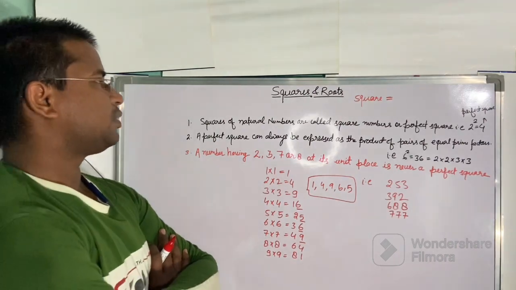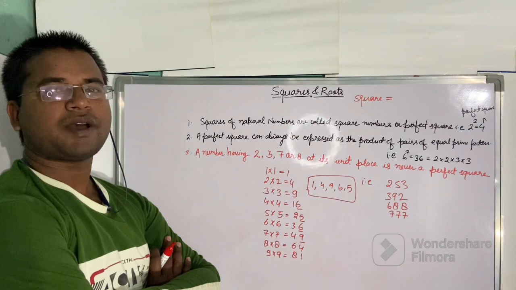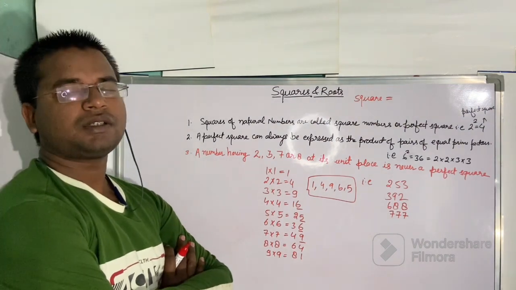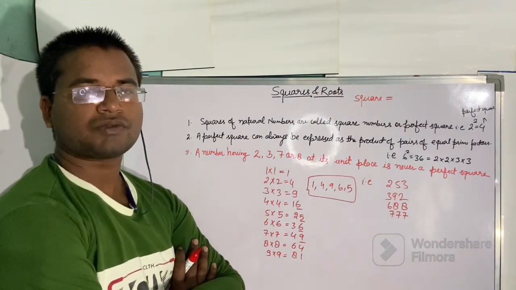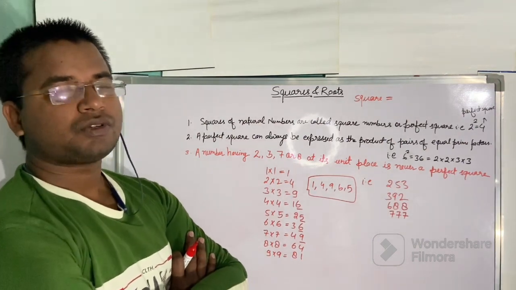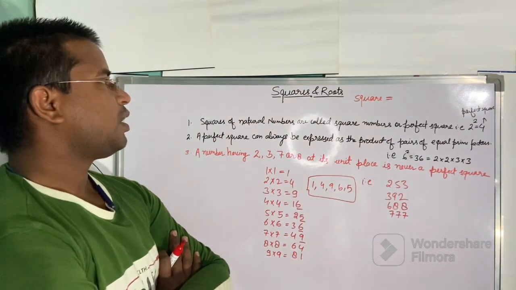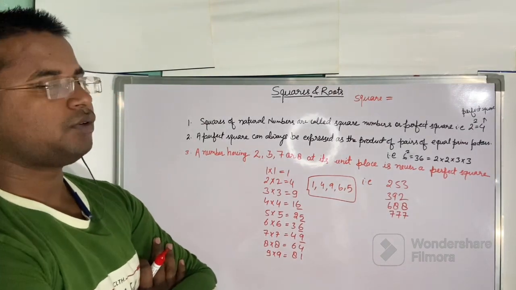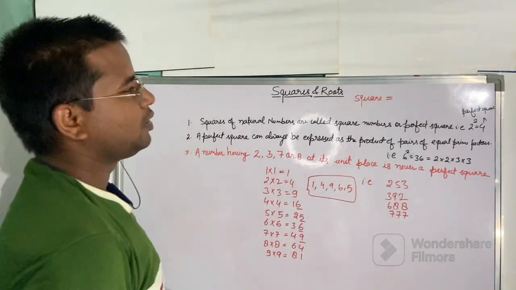First we learn about the square, and when we learn how to solve the problems of a square, then we learn how to find the roots. So today we learn about a square. So what is a square?